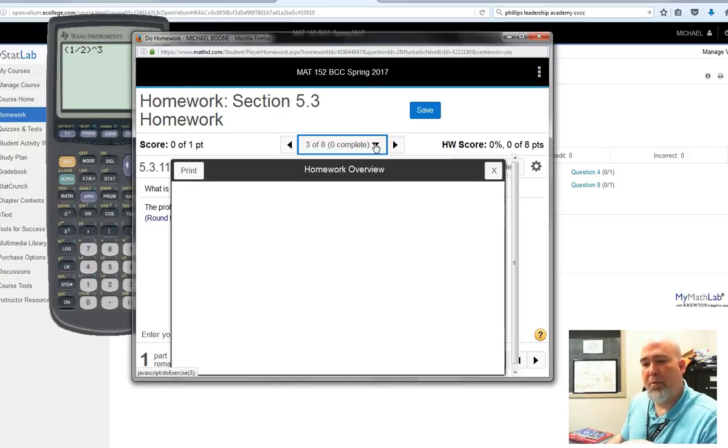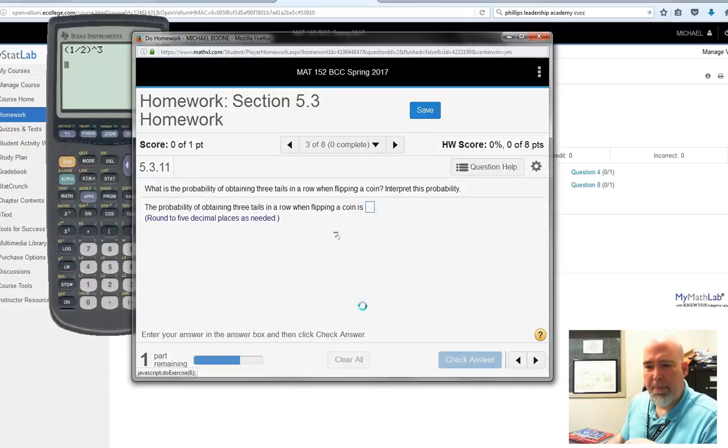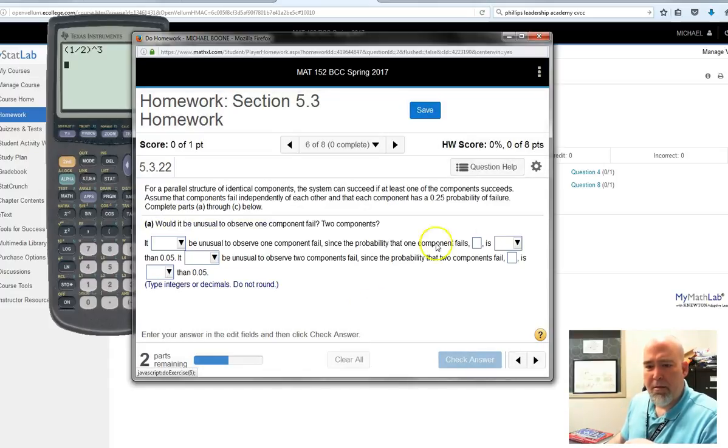Another one that I want to look at is number 6. Kind of get you going on it. So on number 6, we're dealing with a parallel structure of identical components. The system can succeed if at least one of the components succeeds. So kind of like the Christmas light scenario. But as long as one of them works, we're good.